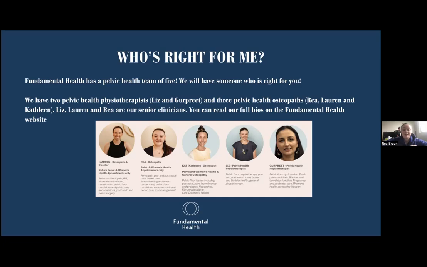And Lauren, she's just come back from mat leave. She does a lot of visceral constipation pelvic floor work. A lot of people who have gone through 2 or 3 pelvic practitioners and they've not been the right fit often end up with Lauren because she does more of that organ work, which can suit them really well.